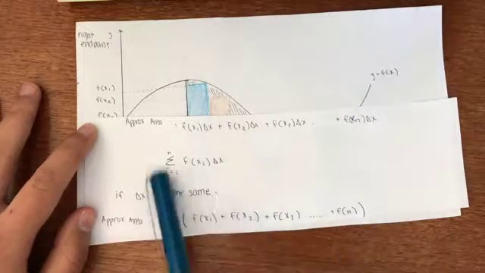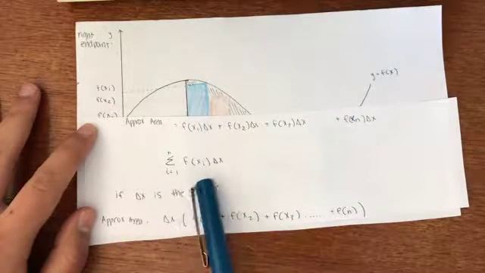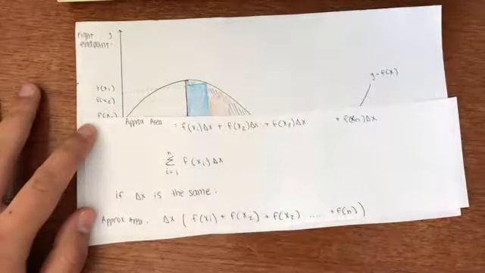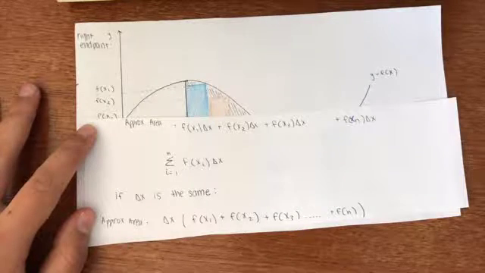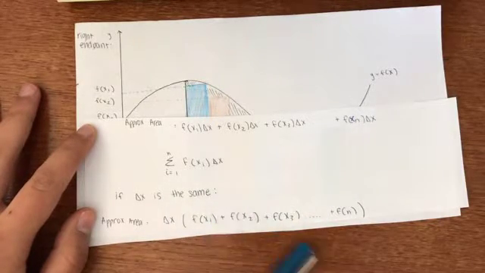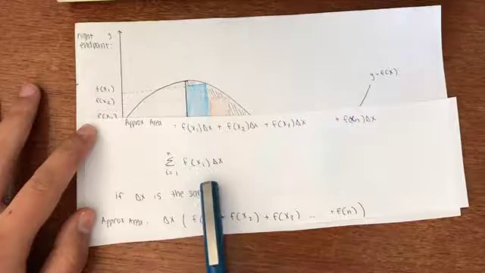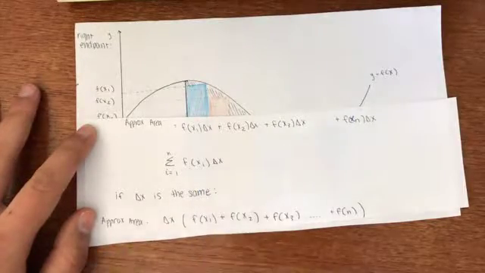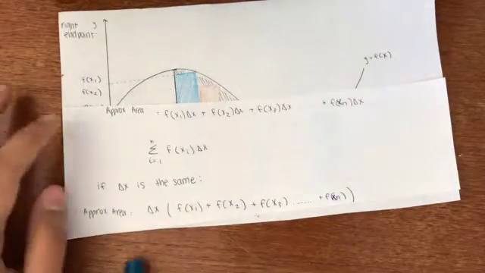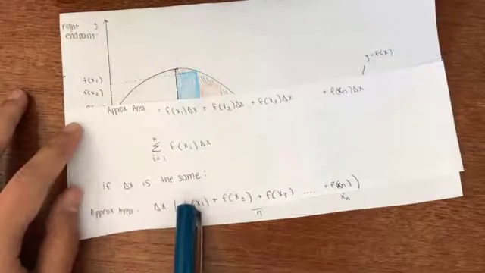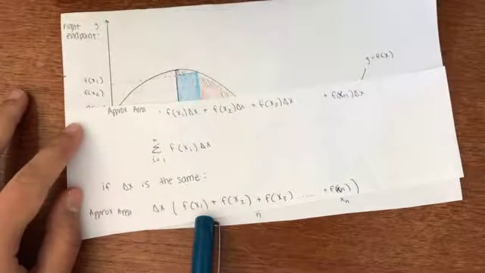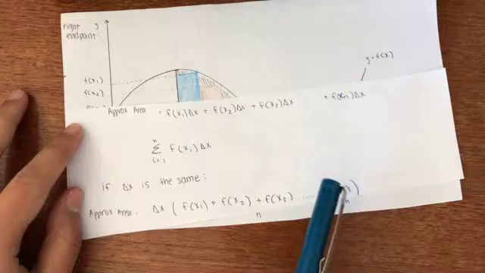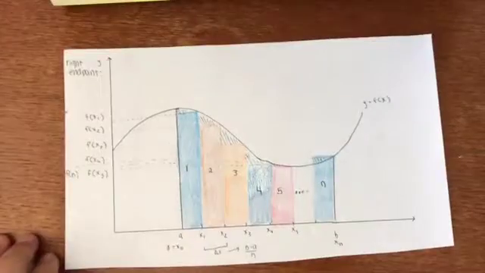Once again, this can be represented in sigma notation. However, unlike the sigma notation for the left endpoint, the sigma notation for the right endpoint is just f of x sub i times delta x. A useful trick is that if delta x is the same, you can factor out delta x and add up all the heights and then multiply that by delta x.